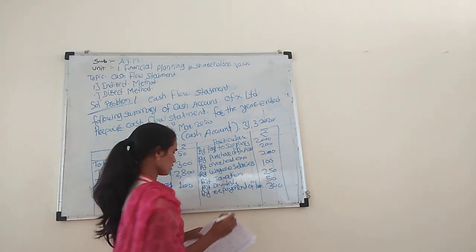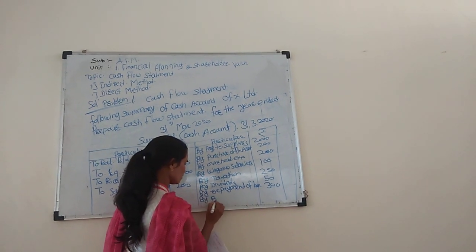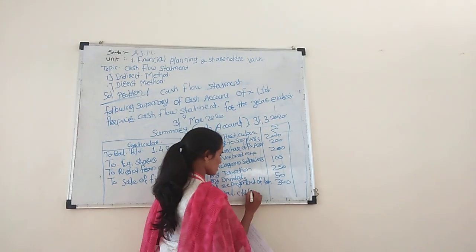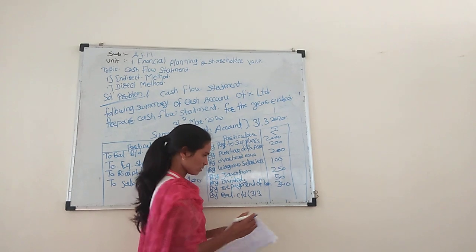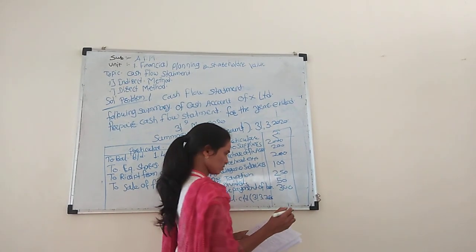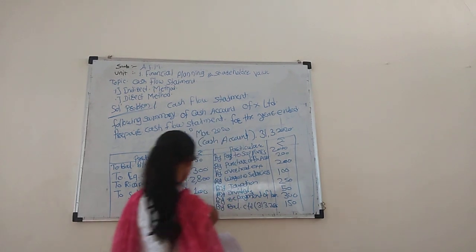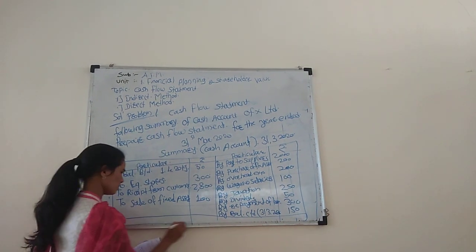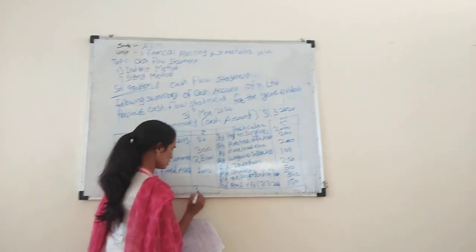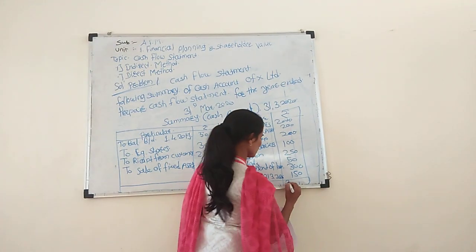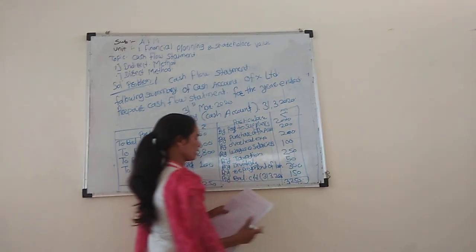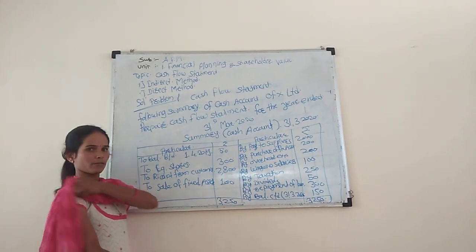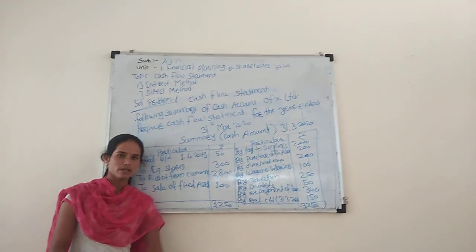And by balance carried down, 31st March 2020: 150. The summary is over. The total is 3250 on this side and 3250 on the other side. The solution comes in the next lecture. Today we discussed the remaining formulas and the summary of the problem. Thank you, everyone.